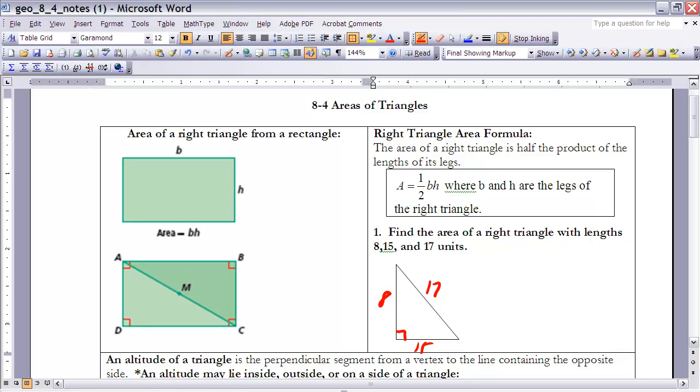So I'm going to write down the formula. Area is equal to 1/2 BH. Therefore, area is equal to 1/2 times 8 times 15. If I go ahead and multiply that out, then 1/2 times 8 is 4, and 4 times 15 is 60. Therefore, the area of that would be 60, and remember, it's square units.